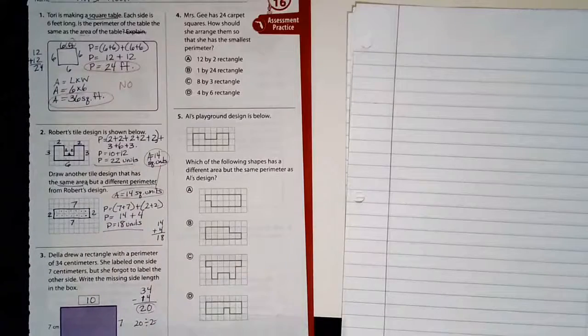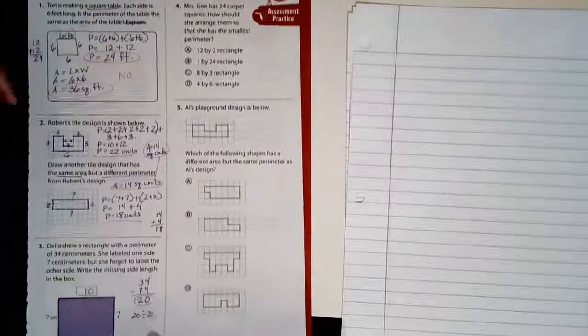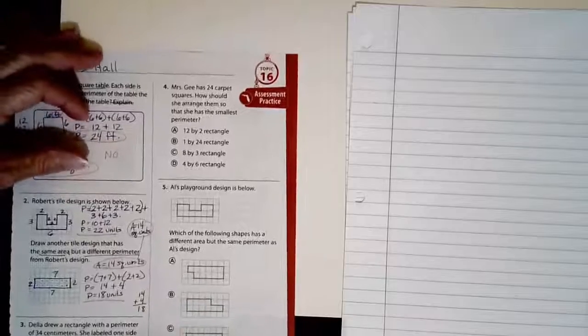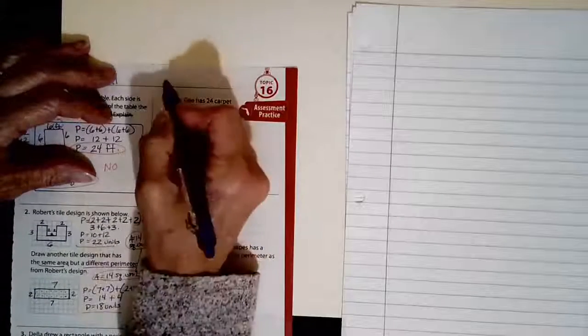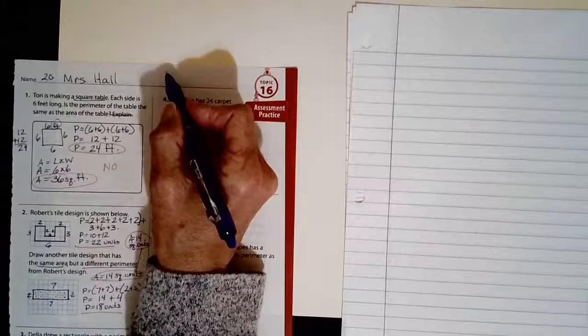Now let's look at number 4 on our page. It says, Mrs. G has 24 carpet squares. How should she arrange them so that she has the smallest perimeter? So she's wanting to put those carpet squares together to have the smallest outside measurement. Now let's think about what we learned in one of our previous lessons.